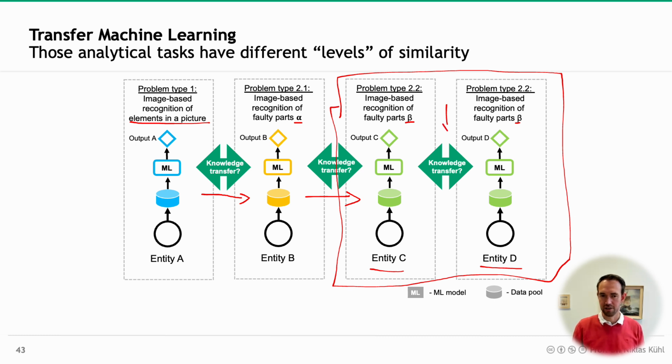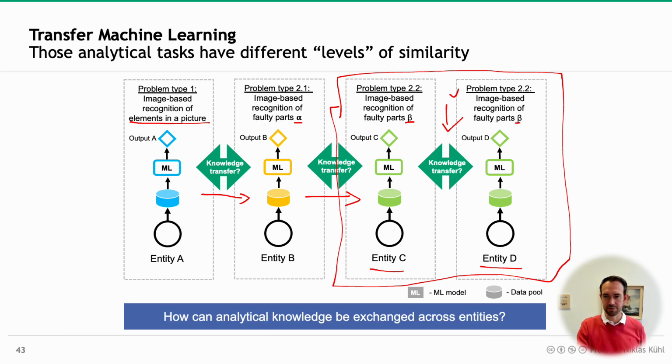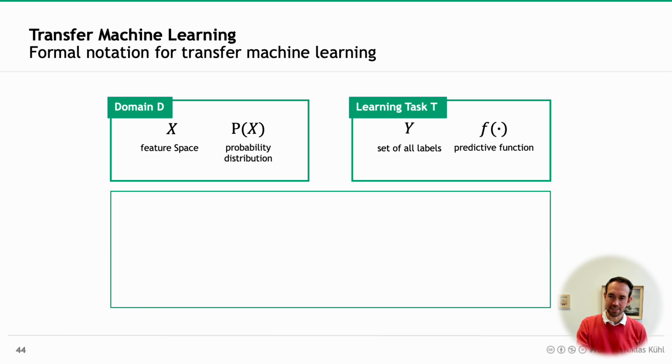Transferring knowledge here makes definitely a lot of sense. But what about the other cases? And you can see that this similarity is important to answer if and how we can use transfer machine learning. And this comes back to the question of how can analytical knowledge be exchanged across entities. But let's start with a definition first.